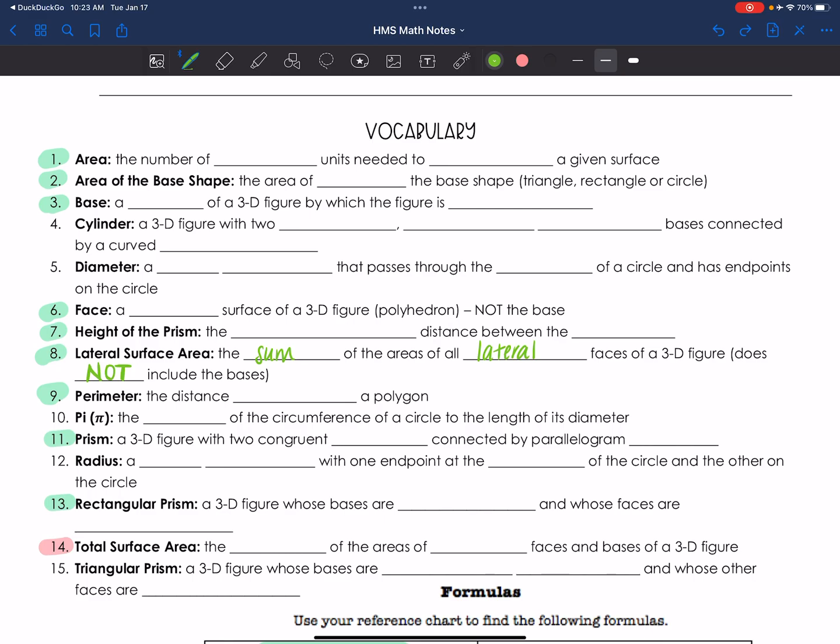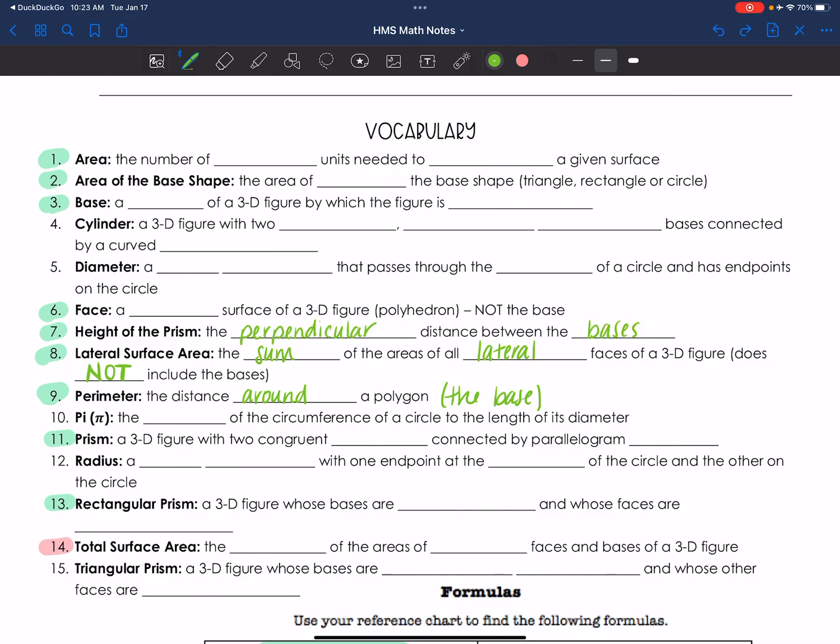Lateral surface area is the sum of all the areas of all lateral faces of a 3D figure, which does not include the bases. The perimeter, which is one of the ways we're going to find it, is the distance around a polygon, and a polygon is whatever shape it is. We're going to be dealing with rectangles, triangles, and circles today, just rectangles though. It's the base. We're going to find the perimeter around the base.